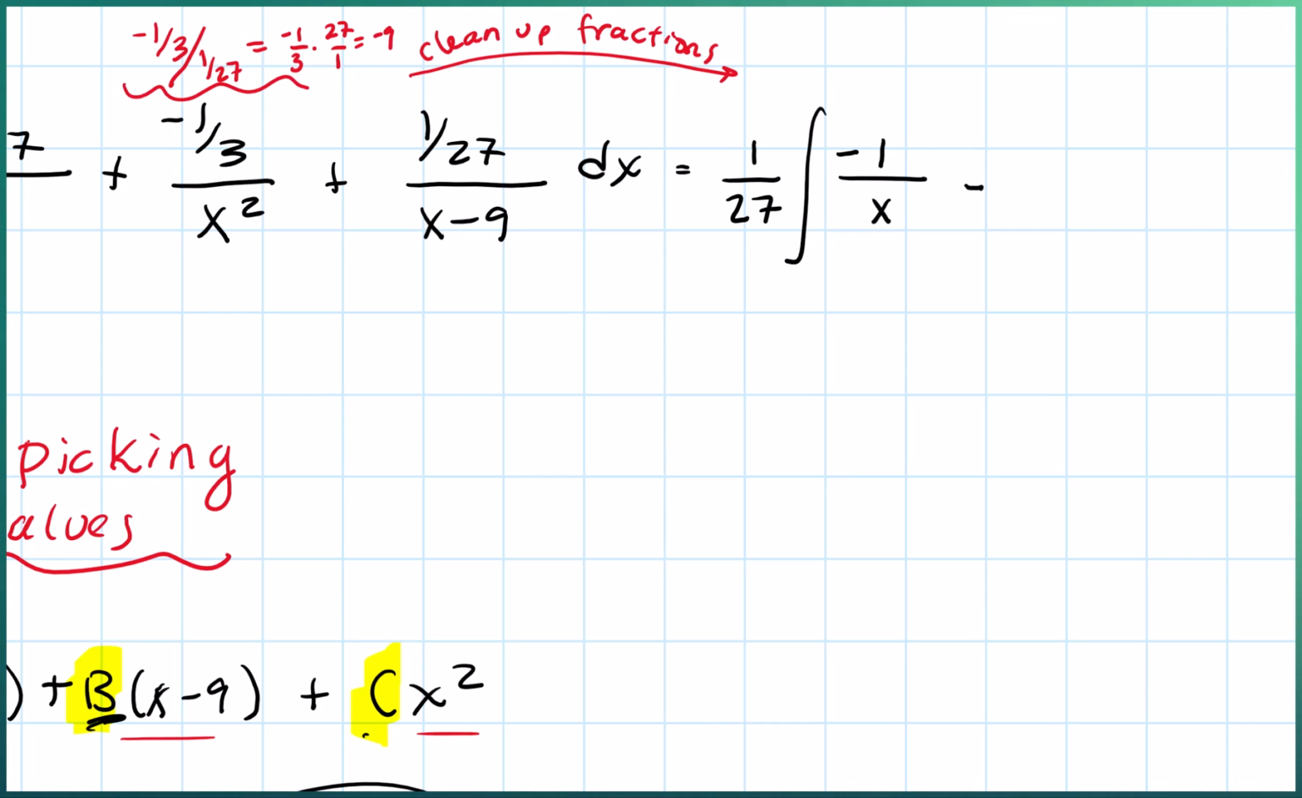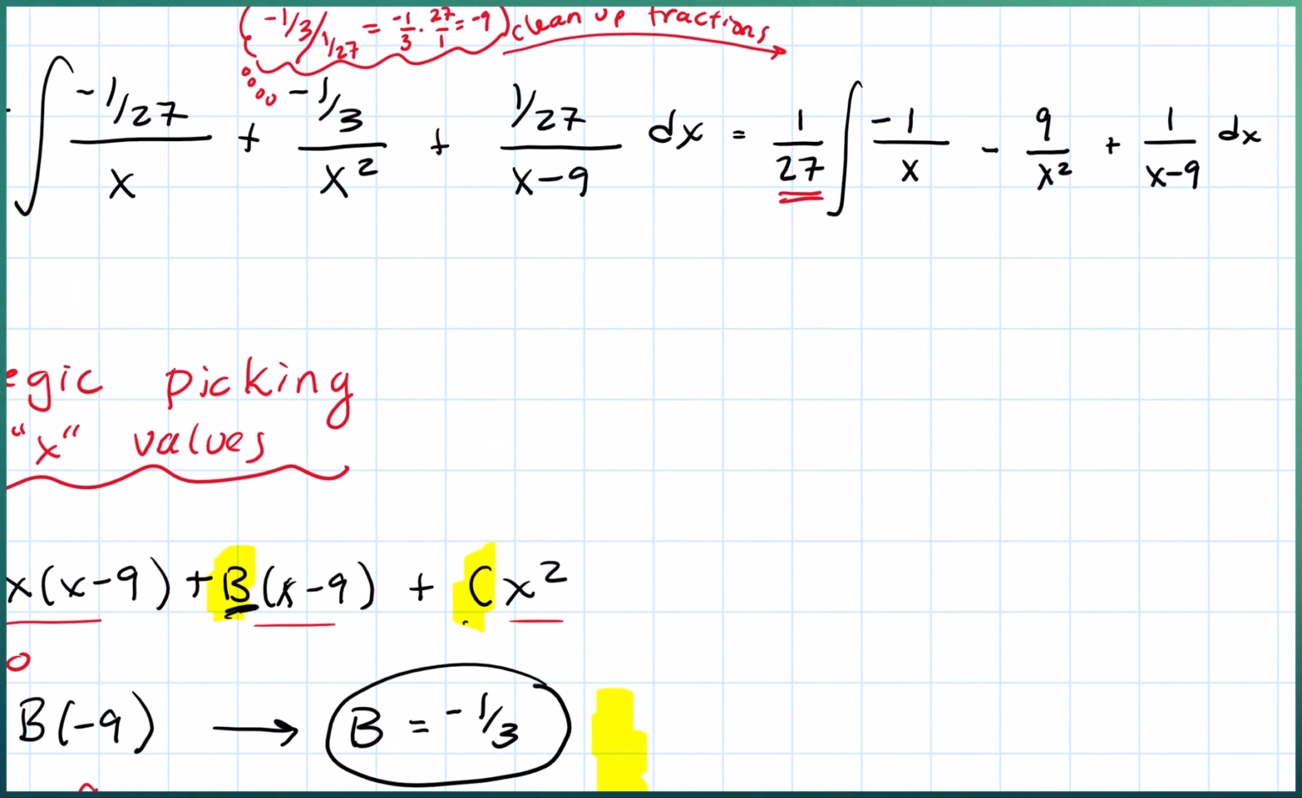So a little thought bubble on where this number is coming from. When I factor out that 1 over 27 and put it in the front, then this negative 1/3 will become a negative 9 over x squared. This was just a 1 over 27, so that will become just 1 over x minus 9. Now, did I have to do that? No, I could have carried those fractional constants throughout, but this just makes it a little nicer, and I have that 1 over 27 sitting in the front, and I can leave it there.